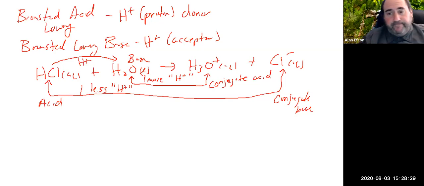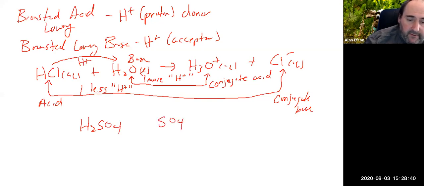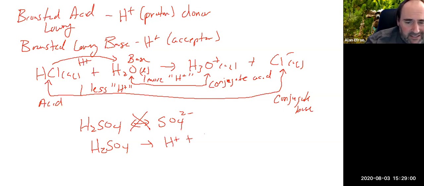Remember that although things may look similar to each other, they may not be acid-base pairs. So for example, H2SO4 and SO4 2 minus. These guys here are not pairs. The difference here again is more than one H plus. And we can see this by what we talked about, that essentially this guy will lose one H plus at a time.